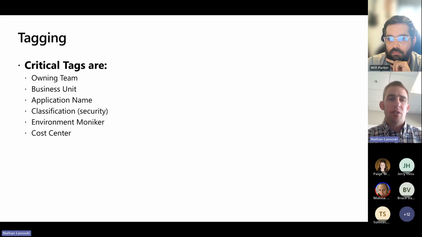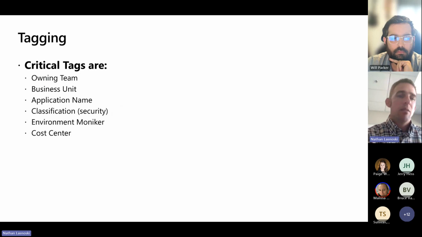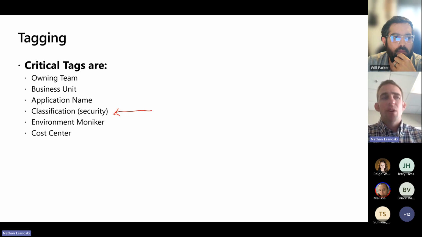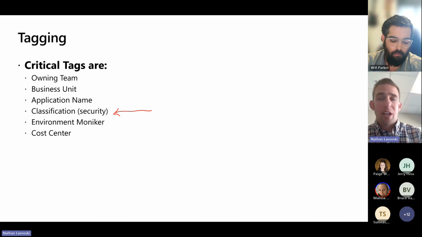So owning team, we talked about this a second ago, owning team, business unit, application name, moniker, cost center. But what I didn't talk about earlier was this idea of classification. And classification is essentially saying what kind of criticality of resource am I staring at here? And what is the security profile? And that's where you can use that tag to be able to say, this is the policy that will be applying to that classification. This type of classification will have this policy applied to it that would then apply to the actual resource itself.